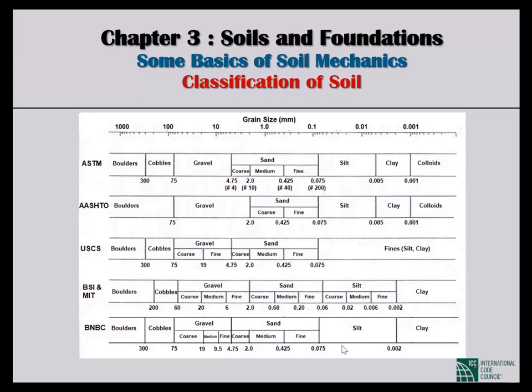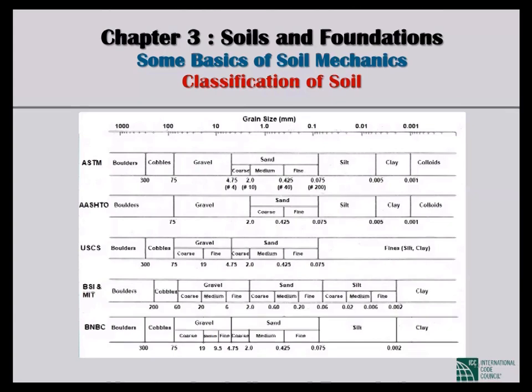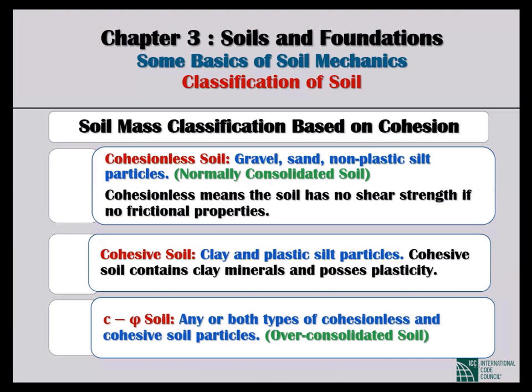In our case, sand we can classify into three groups: coarse, medium, and fine. Gravel, again three: coarse, medium, and fine. We have cobble, 75 to 300 millimeter. We actually call it boulder, and then 3 to 12, we actually call it cobble. Could you get my point? So you have to remember that clay size particle in our case is 0.002 millimeter. Okay, let's move to the next classification.